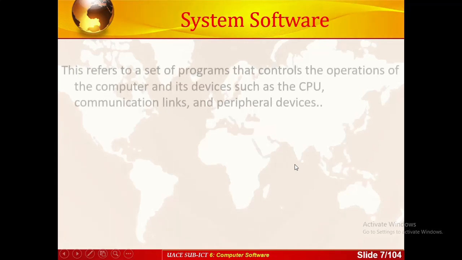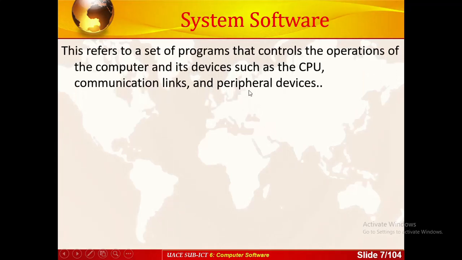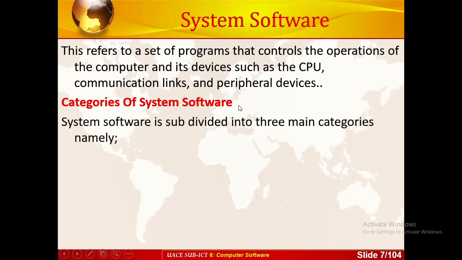Then when it comes to the system software, it refers to the set of programs that control the operation of the computer and its devices, such as the CPU, links, and peripheral devices. These are the instructions. Then we have the categories of the system software. They are divided into three categories.